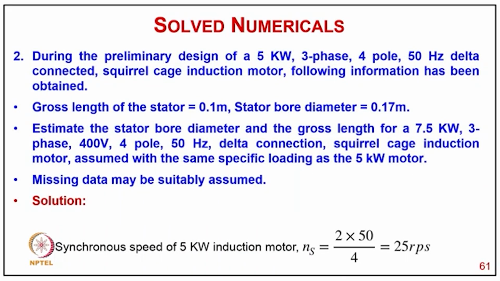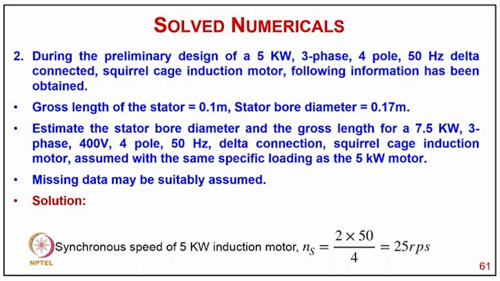Now, coming to the second solved example. During the preliminary design of a 5 kilowatt, 3 phase, 4 pole, 50 Hz delta connected squirrel cage induction motor, the following information has been obtained: gross length of stator 0.1 meter, stator bore diameter 0.117 meter. Estimate the stator bore and gross length of a 7.5 kilowatt, 3 phase, 400 volt, 4 pole, 50 Hz delta connected squirrel cage induction motor, assuming the same specific loading as the 5 kilowatt motor, and missing data may be considered.